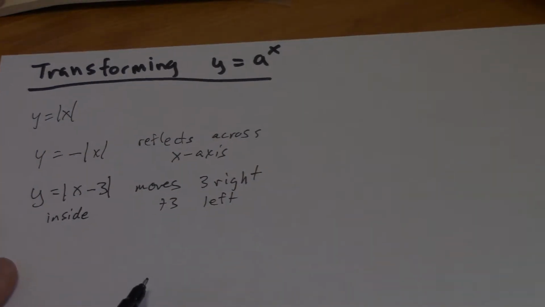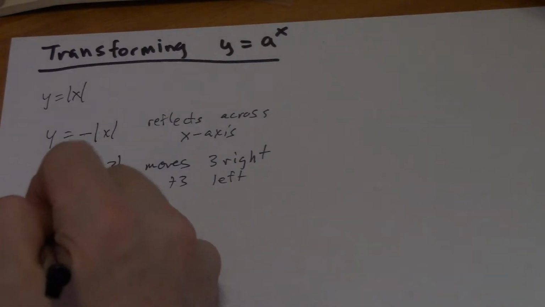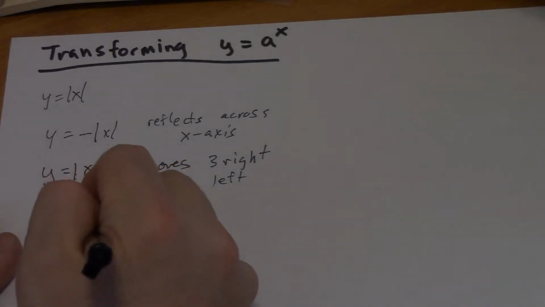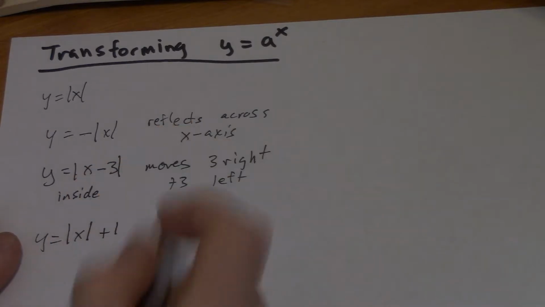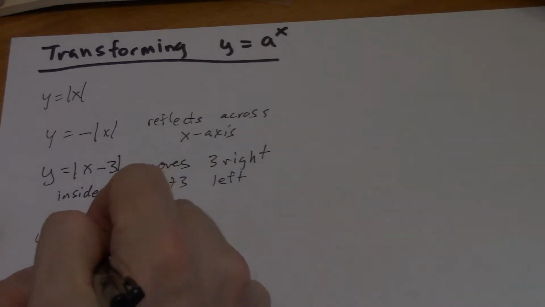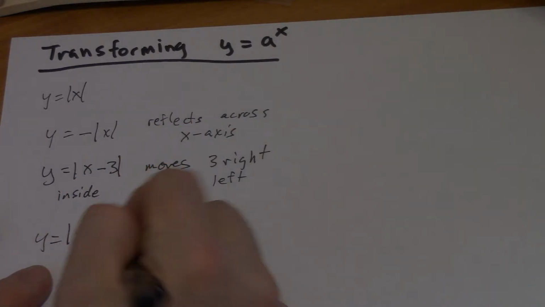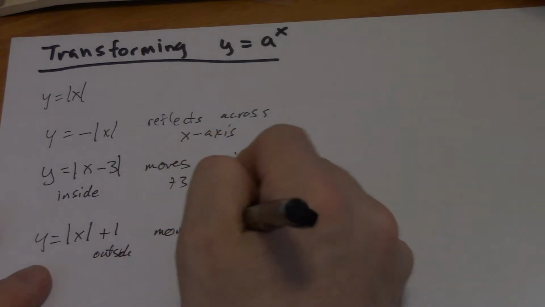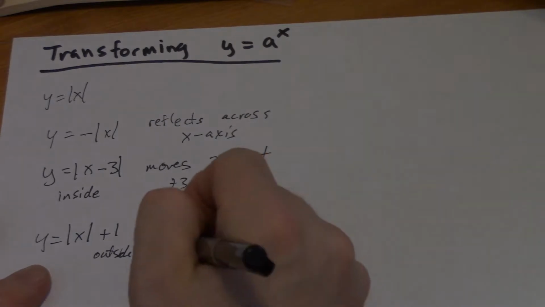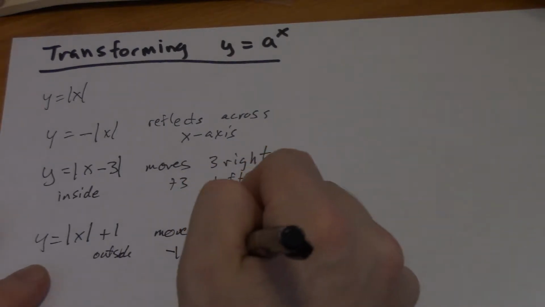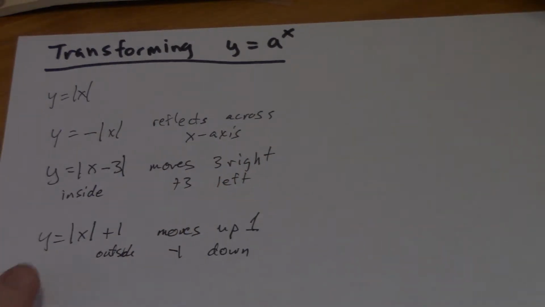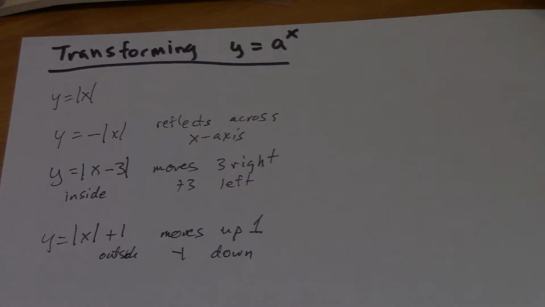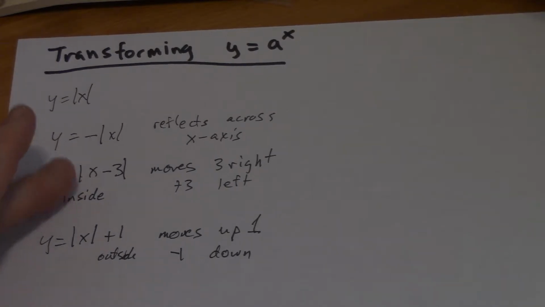Okay? And then we've got y equals the absolute value of x, let's say plus 1. Okay, that's on the outside. And that moves the graph up 1. And if it were minus 1, it'd be down. Okay, so those are our three main types of transformations: the reflection and then shifting right or left.